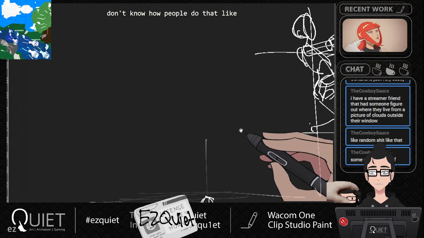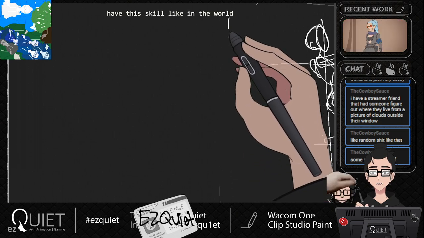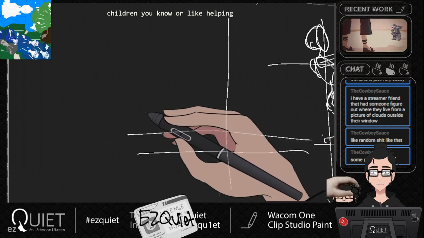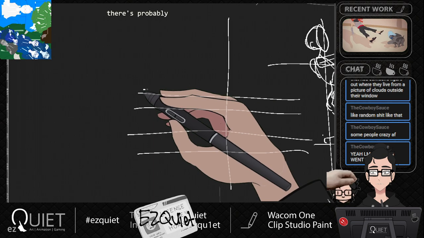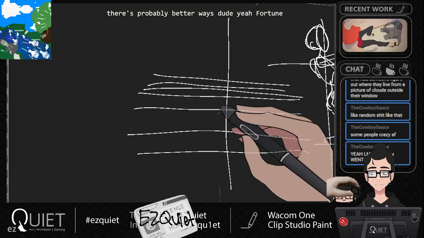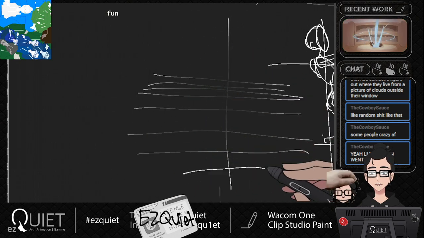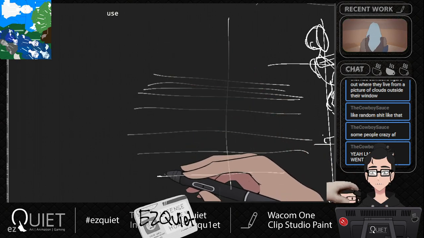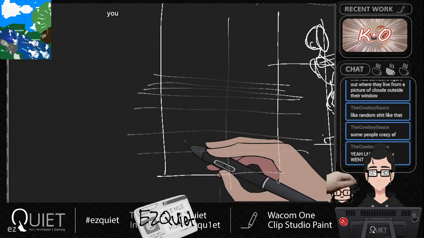If you have this skill in the world, shouldn't you be helping people find kidnapped children, you know? Or helping detectives find lost kids in the world? Yeah, I feel like there's probably better ways. Dude, yeah, 4chan was insane. I don't know how they do it. Just imagine. I get the appeal. It's fun. It's so detective. But you could probably use that on a more useful thing in the world than stalking Shia LaBeouf. You know what I mean? Like, why?